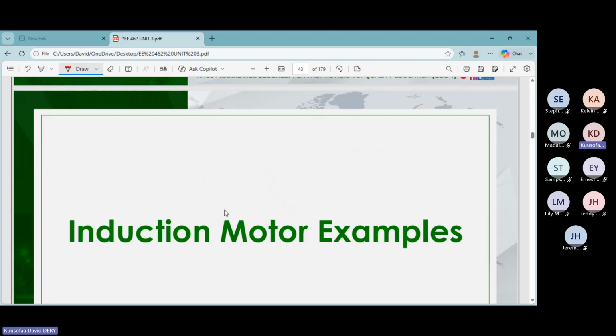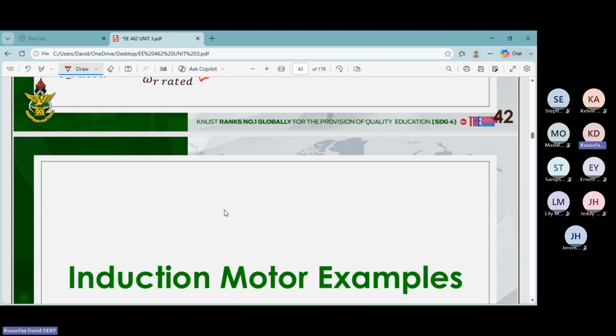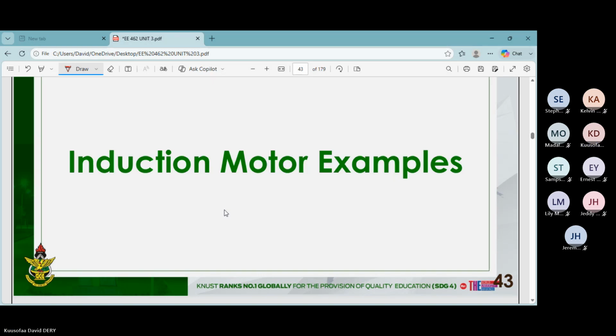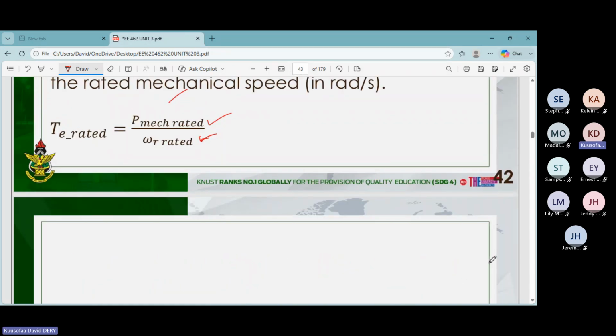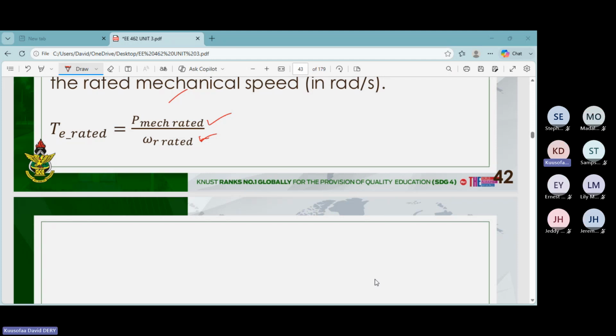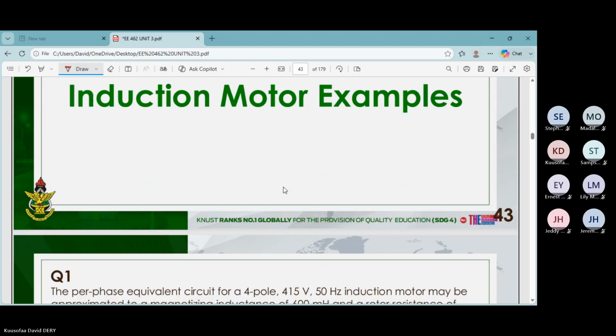Okay. Then, let's take examples. Before we take examples, if you have any question, please let me know, so that I can address it before we take the examples. Any questions? Okay, since there are no questions, let's take the examples.